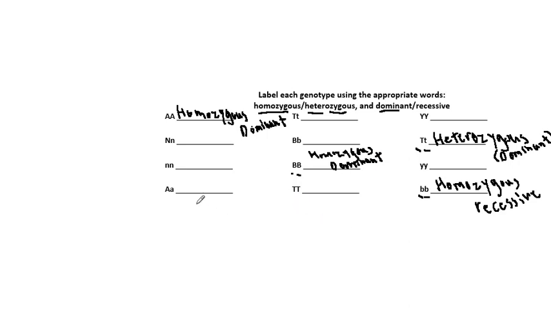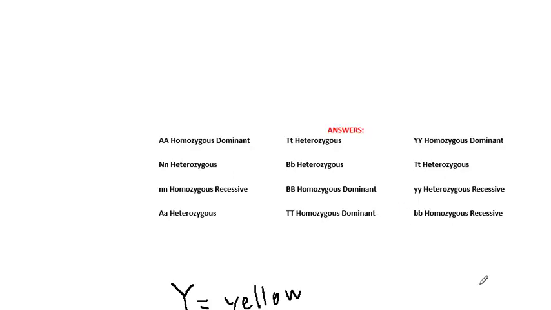Remember, if it's the same letters, then it's homozygous. If it's different letters, such as this one, it's heterozygous. If they're capitals, it's dominant. If they are lowercase, it's recessive. Here are the answers to all of our genotypes.